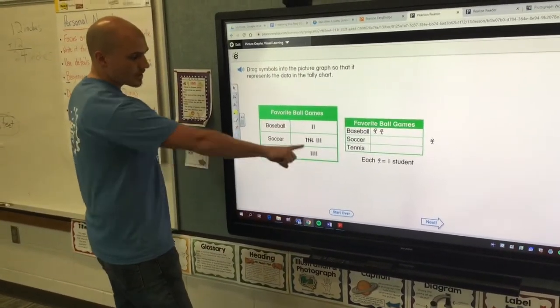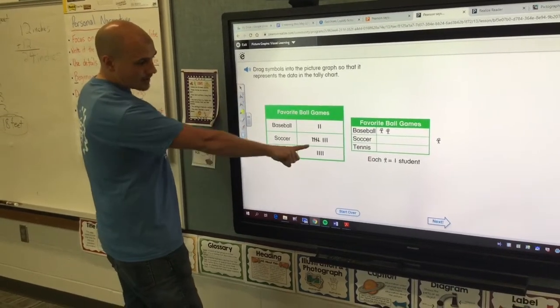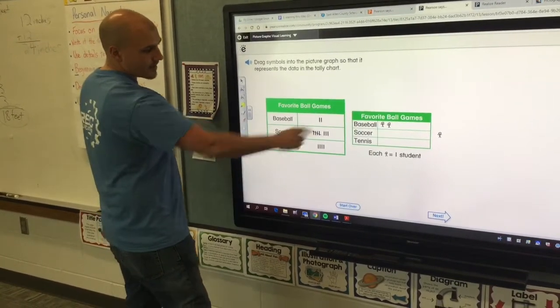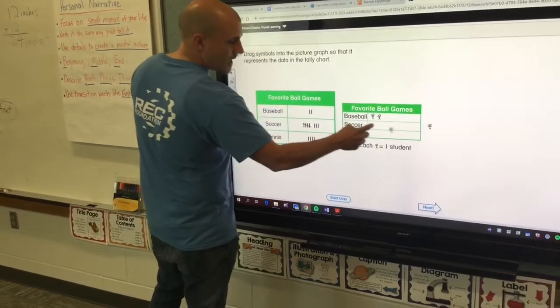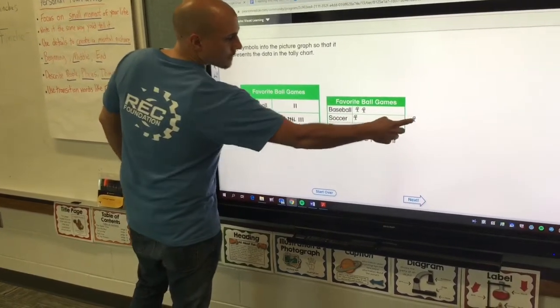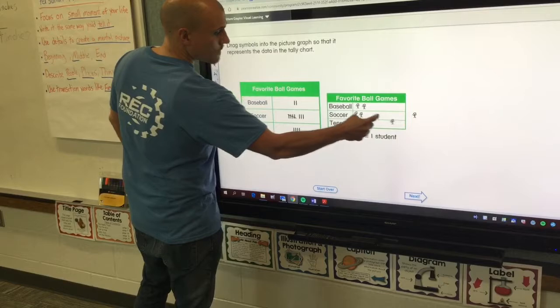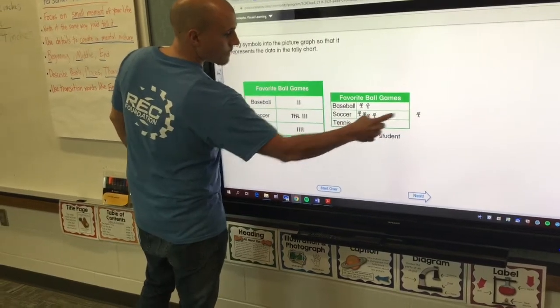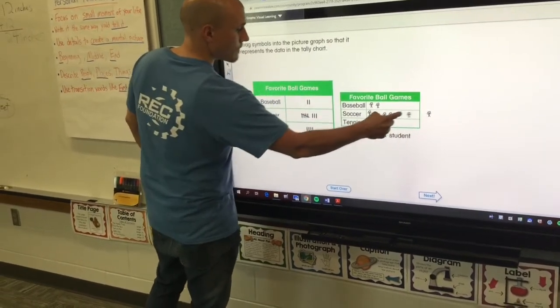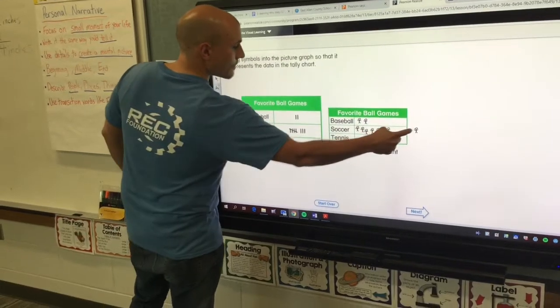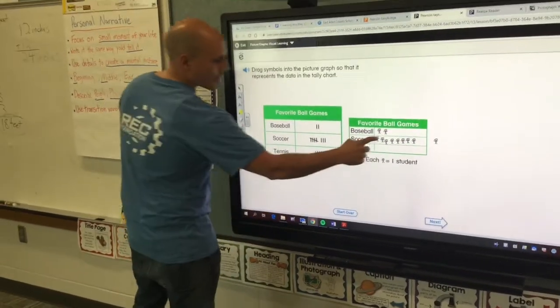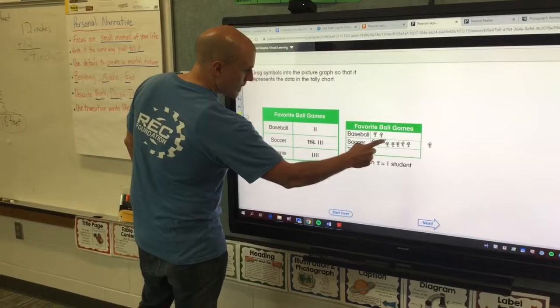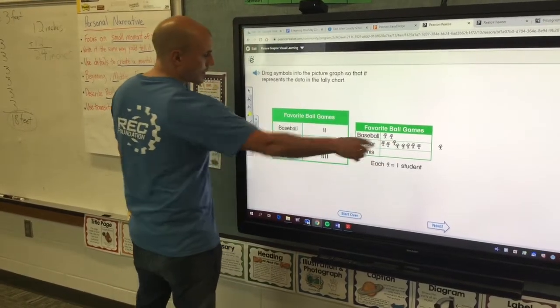We go down to soccer. We know when it has a bunch with a line through it like that, it's 5, 6, 7, 8. So that means I need to take 8 little stick figures. All right, so I have 8 stick figures there. And that shows the information from this table in our pictograph here.